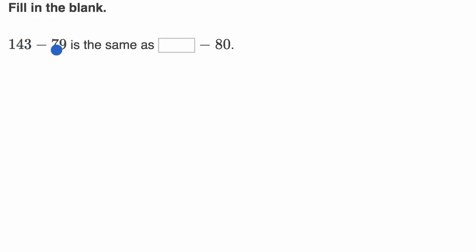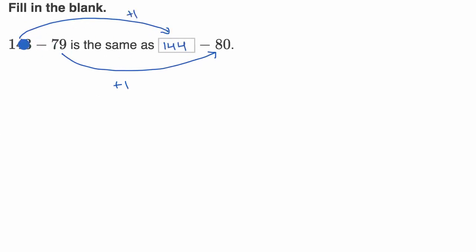So it looks like they tried to turn the 79 into an 80 by adding 1. And so if we want the difference to be the same, we would add 1 to the 143 as well. So 143 plus 1 is 144. If we add 1 to both of these numbers, the difference would be the same. And we're done. So it's 144 minus 80.